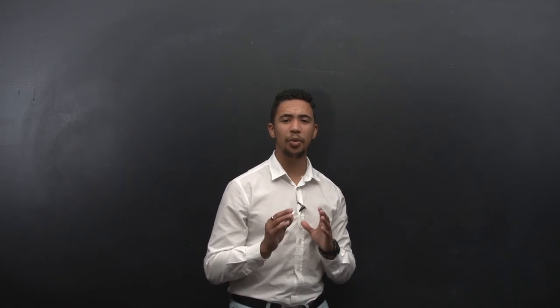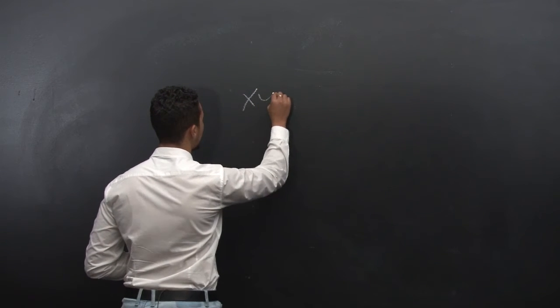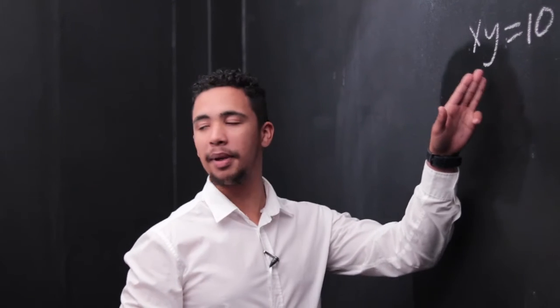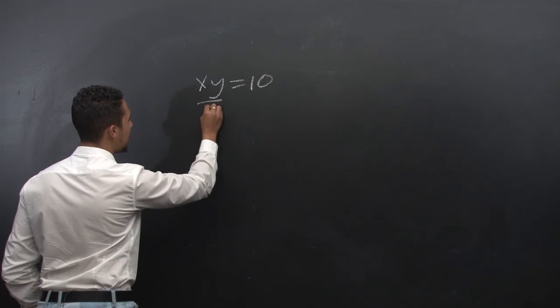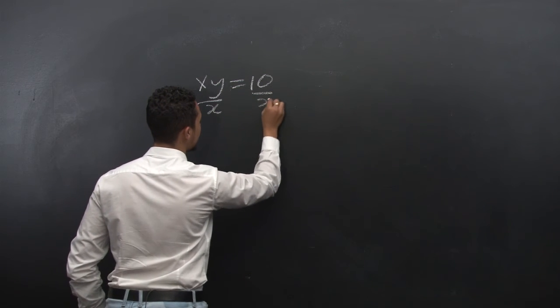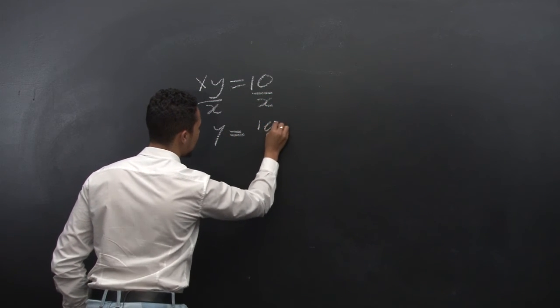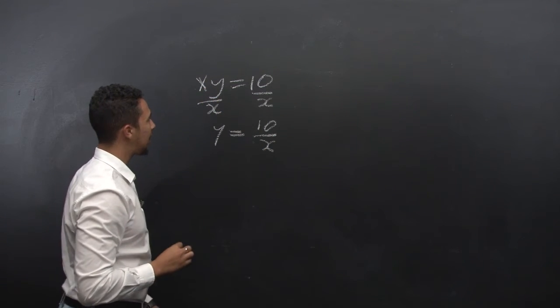So the next graph we are going to look at is the hyperbola. Now this is a little bit more of a complex situation. So let's say we are given a formula of xy equals 10. Remember, we need y as the dependent variable. In order to do that, we divide both sides by x, and we end up with y equals 10 over x, because these x's cancel out.